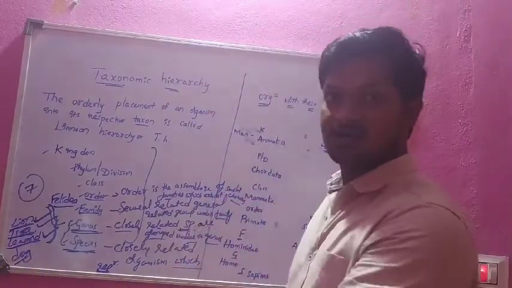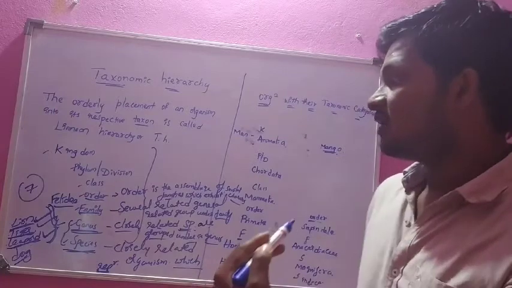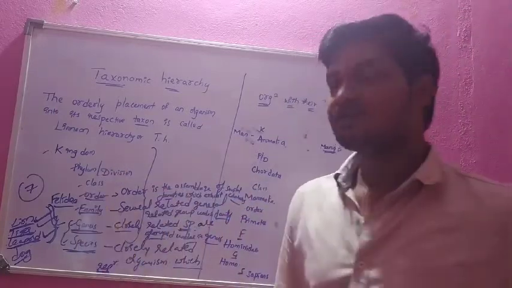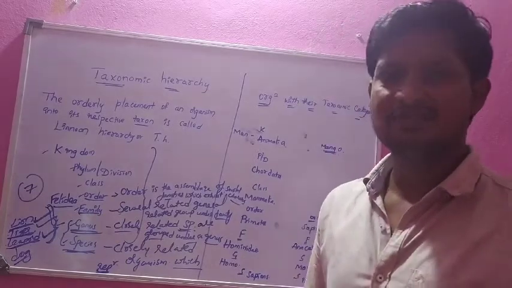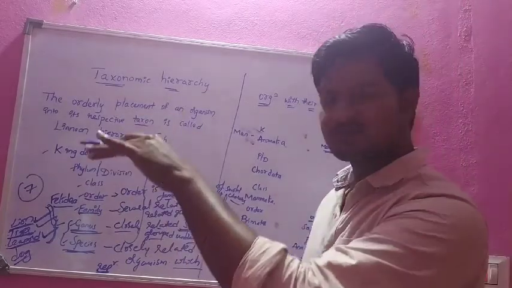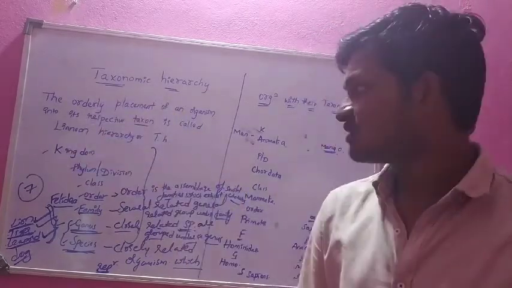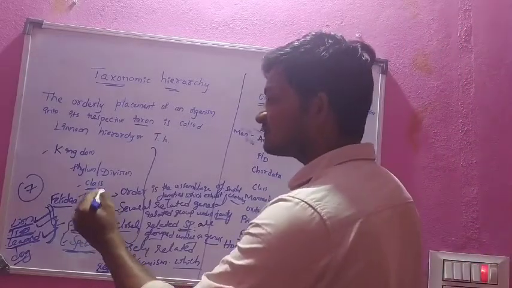Okay, this is one order. They come under the same order. Why are they called flesh-eating animals? So that those organisms are placed in one order. That is about order.